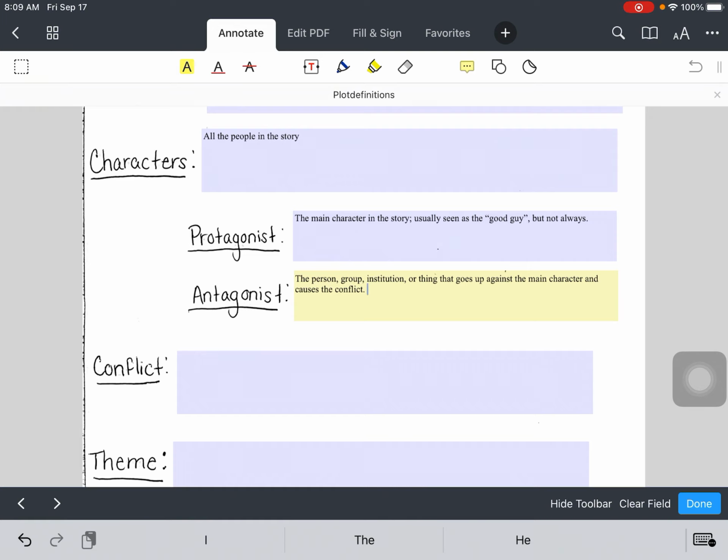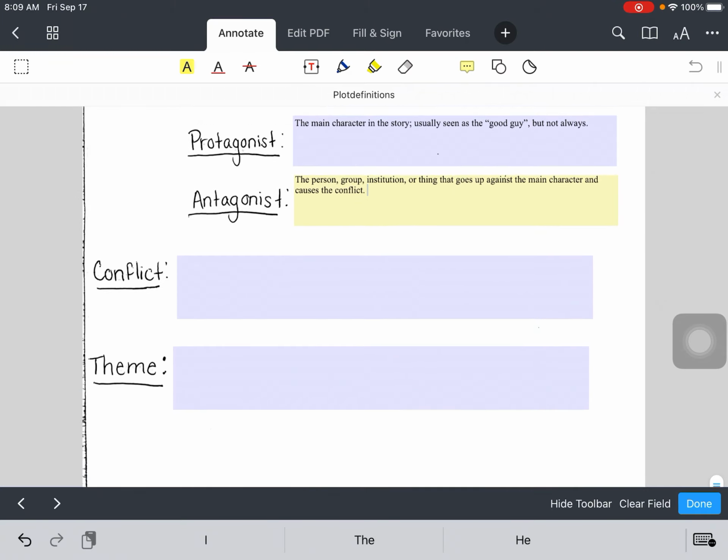So this may be a person. It also might be a group of people. It could also be an institution like the government, or something like that, but it could also just be a thing. So if the main problem is, for example, a natural disaster like a hurricane, then the hurricane is really the antagonist. It's what's causing the problem. The antagonist can also be the protagonist. So if the main problem is an internal problem that the protagonist is having, like maybe they're afraid, and that's what's keeping them from being able to do things, then their fear would be the antagonist.